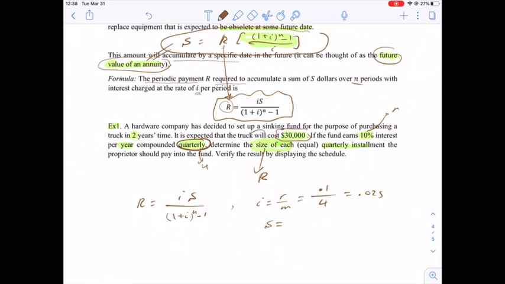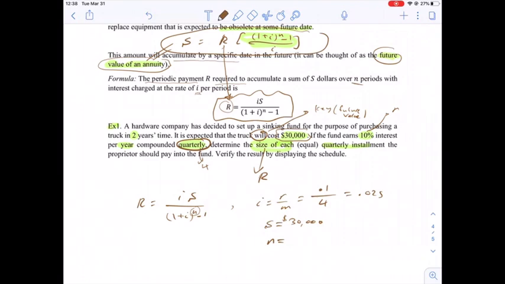S is given here. S is 30,000, because here this is the keyword: it's expected that the truck will cost 30,000. That means this is future value. Okay, so this is $30,000. This is given. Now we apply the formula.